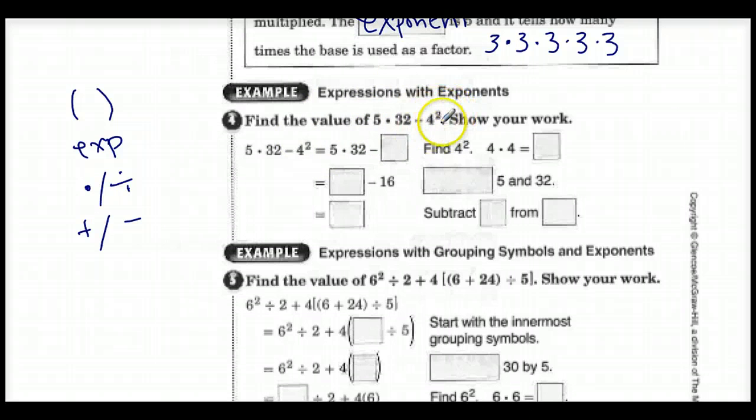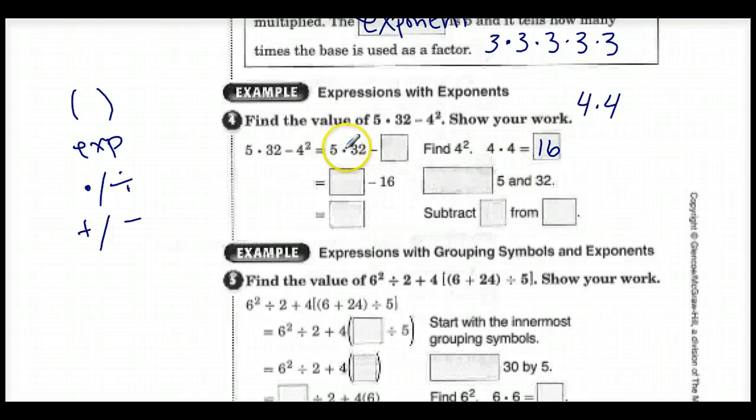But we do see an exponent, 4 squared. Now remember, 4 squared means 4 times 4. It doesn't mean 4 times 2. It means 4 times 4. How many times are we multiplying 4 together? We're multiplying it 2 times. So let's do it. 4 times 4, oh, it gives you a box for that right here. So that is going to be 16.